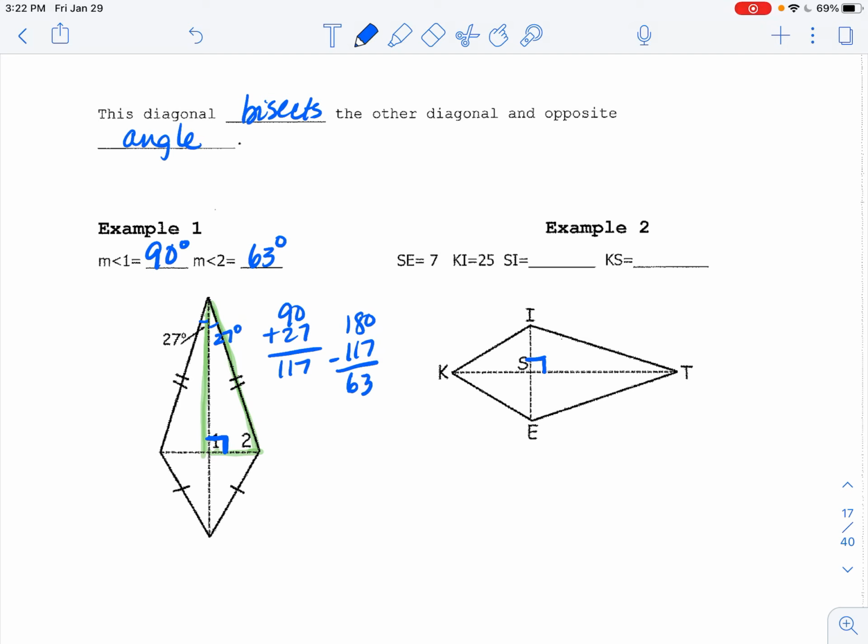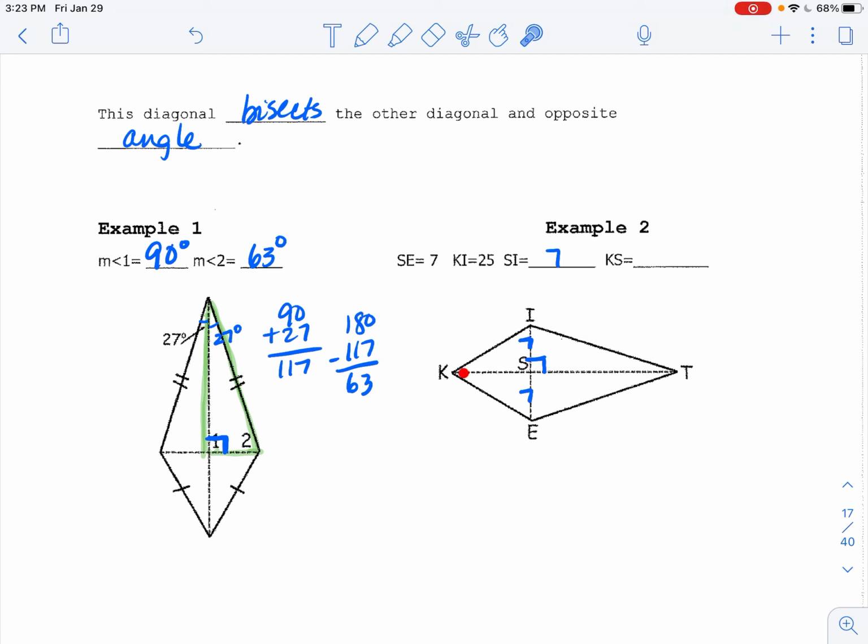In example 2, we know that SE is 7. Oh, I put that in the wrong space. SE is 7. So we know that the diagonals are perpendicular, so I already have the right angle. The diagonal bisects the diagonal and the opposite side. So we know that this is also 7 from SI because this segment here is being bisected by this diagonal. So each of these is 7.